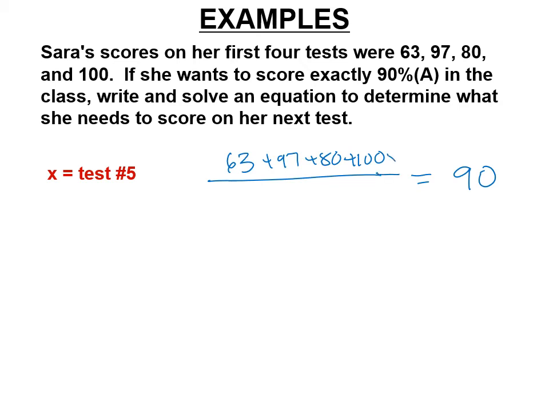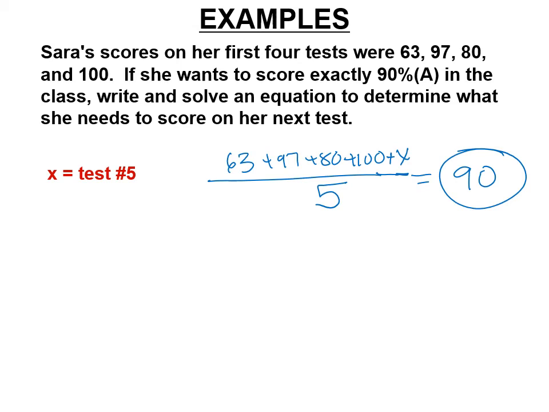So x is the test, right? She's going to take one more test, and she wants to make sure she gets a 90 in the class, right? So she's got a total of 5 tests, 4 she's taken plus the 5th one. And so this is how you can figure out what you need on the next test to get whatever score you desire. So we're going to add these up.